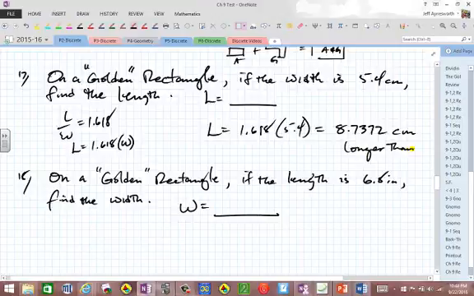Longer than the width. Why? Because the length is always longer. Okay.